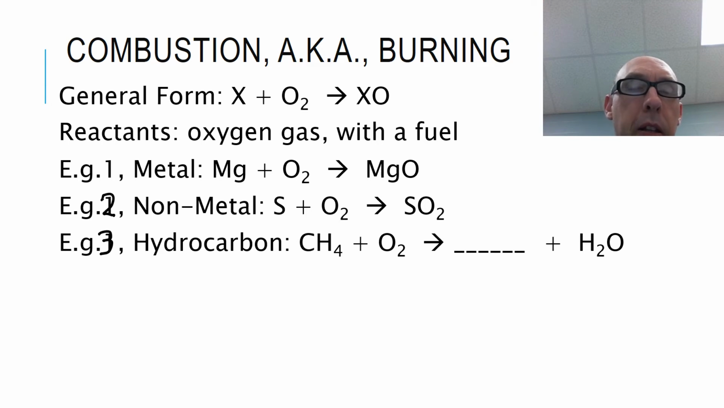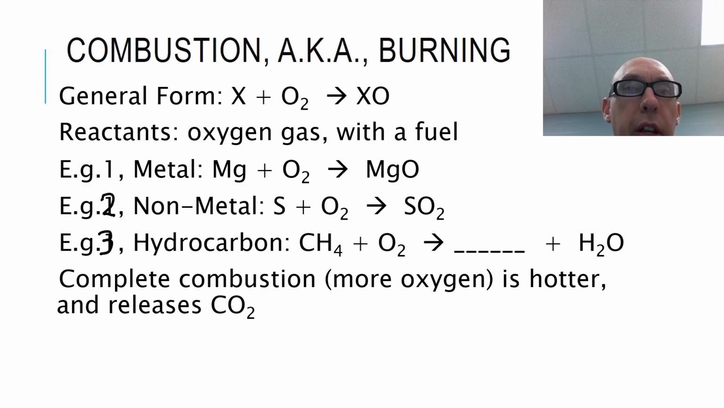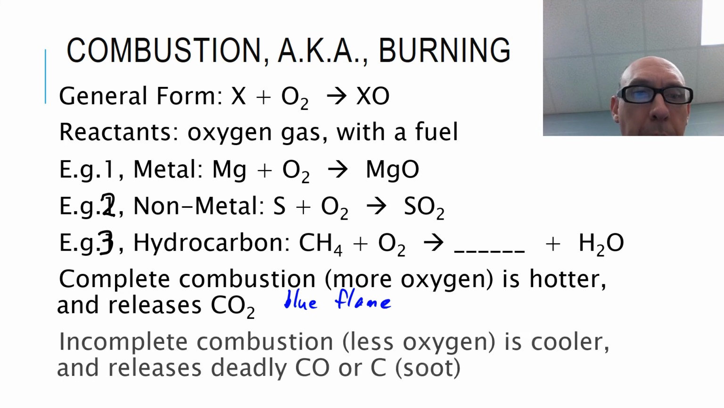However, it depends a lot on how much oxygen you have present for this type of fuel. If you're going to get complete combustion, that requires lots of oxygen present. It's going to be really hot, and you're going to get carbon dioxide gas. And that is that nice blue flame. So when we're using a Bunsen burner, that's the one we typically light. In contrast, incomplete combustion means that there's less oxygen, so we don't get as much combustion going on. The flame is cooler, and that cooler flame is the yellow flame.